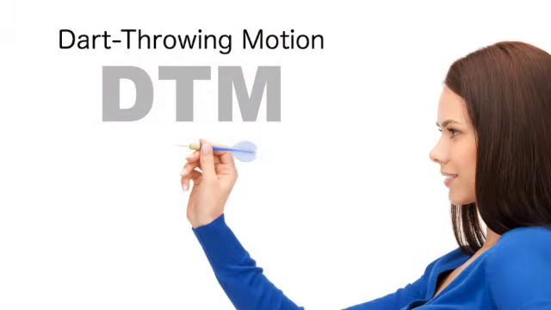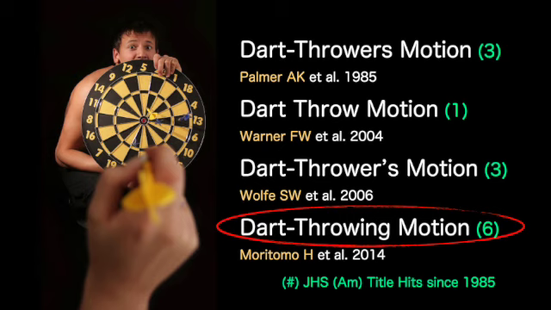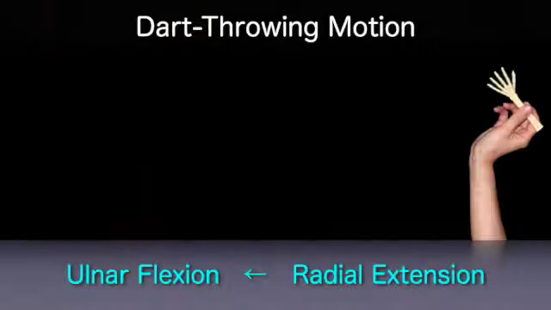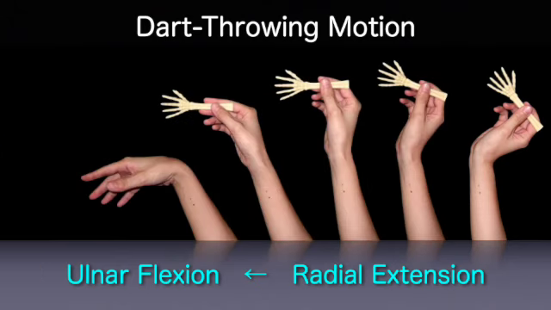It is said that the motion that the human wrist joint most performs in daily activities is the dart throwing motion. Among the several historical namings, I'd like to pick the most popular one. The dart throwing motion represents the movement of the wrist joint from radial extension to ulnar flexion, and it is well known as a motion that can minimize the movement of the proximal carpal row.